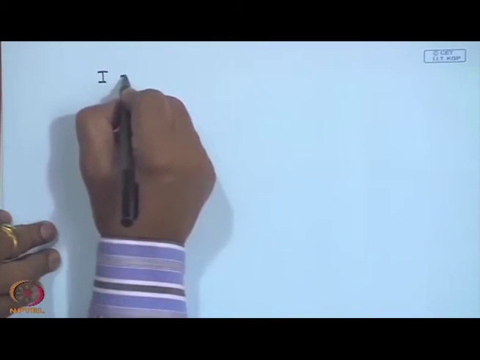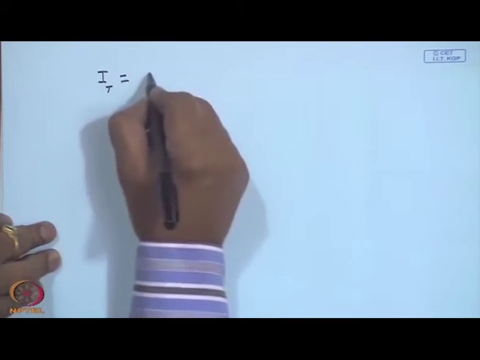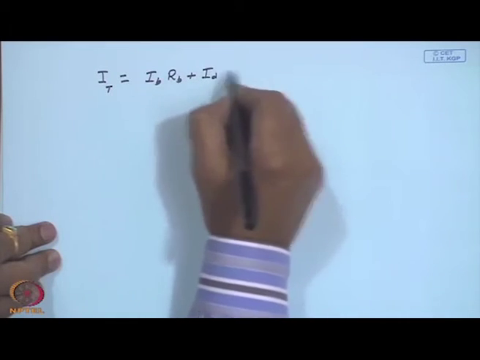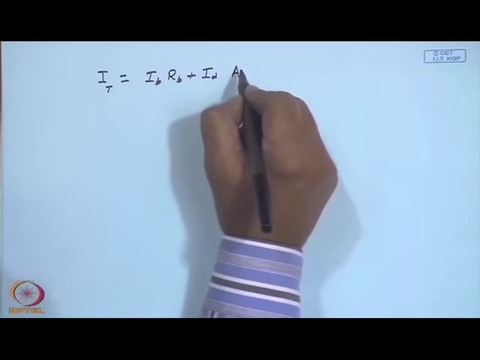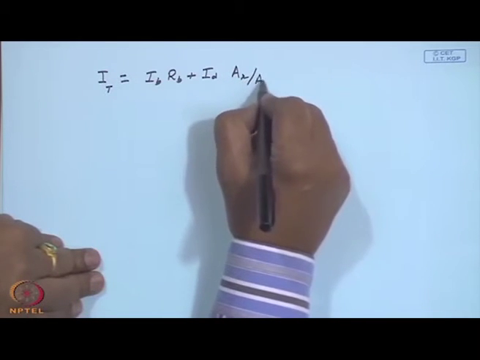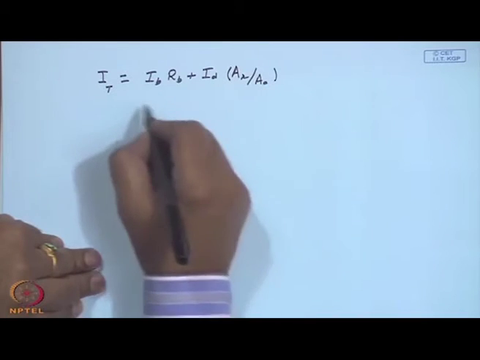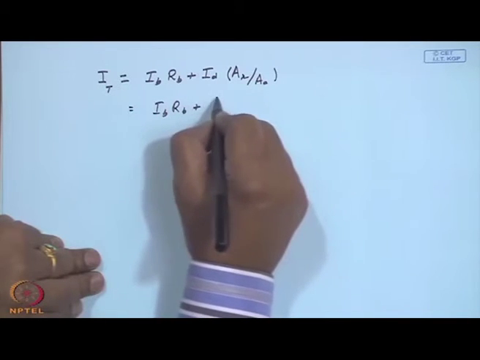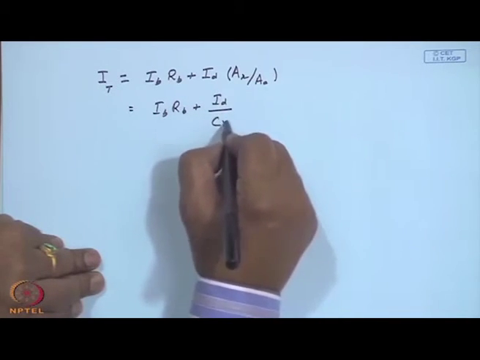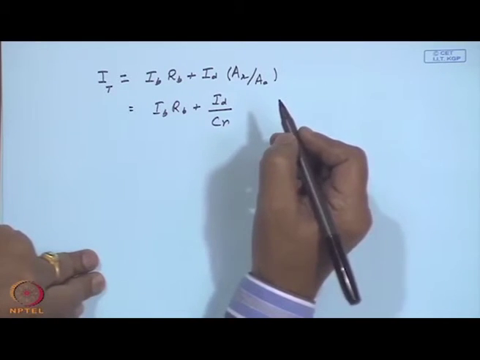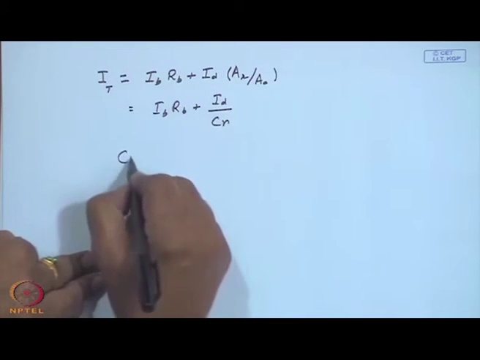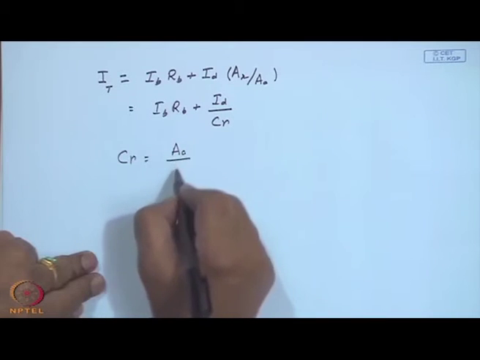So, now you will find IT equal to IB RB plus ID times AR by AA, which is IB RB plus ID by the geometric concentration ratio CR. So, if CR is very large, this will be a pretty small component, okay, where CR once again is defined as AA upon AR.